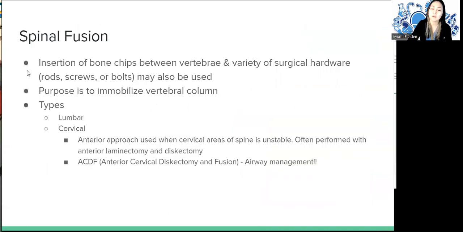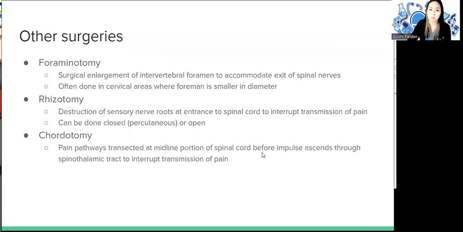Spinal fusion. You have probably recovered some of your spinal patients. They hurt so much, right? Spinal fusion is another one that is very painful. It involves insertion of bone chips between vertebrae, and a variety of surgical hardware, like rods, screws, and bolts, may be used to stabilize that. The purpose is to immobilize the vertebral column. It could be lumbar or cervical, and again, cervical could be an anterior approach. So really look out for the anterior cervical discectomy and fusion, a very common surgery. Again, anytime you go through the front of the neck, airway management becomes so important.